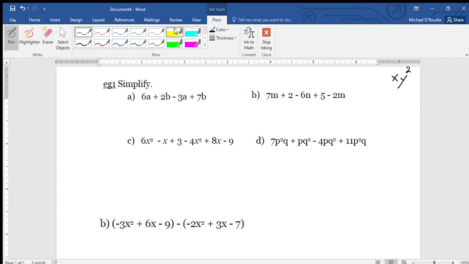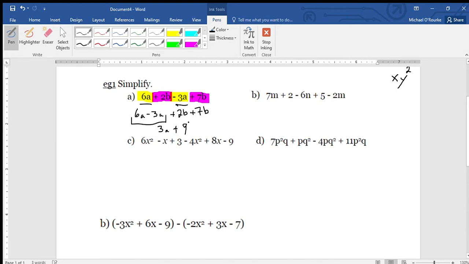So I'm going to use my highlighter to better demonstrate. So 6a is like with negative 3a. You need to make sure you get the sign in front in with your terms together here. Okay, so 6a and negative 3a. So you could write 6a minus 3a plus 2b plus 7b, and then put these together. So that's going to equal 3a plus 9b. So those two go together.